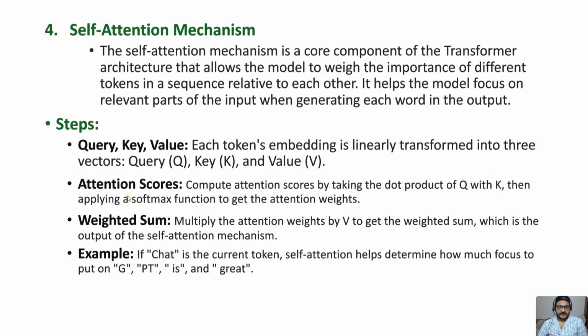Next we have the attention score. We compute the attention score by taking the dot product of q and k, then applying a softmax function to get the attention weights. These are mathematical terms that help us get the proper output based on the input, or based on the tokens each layer gets from the previous layer.